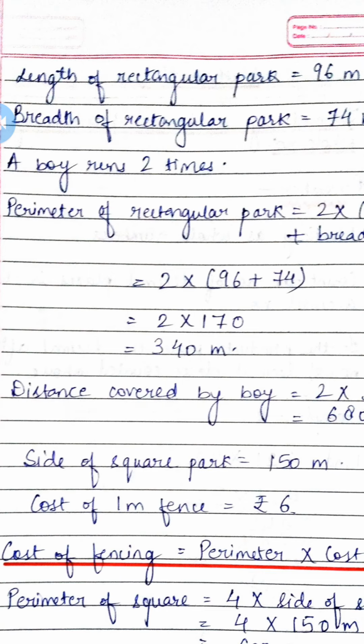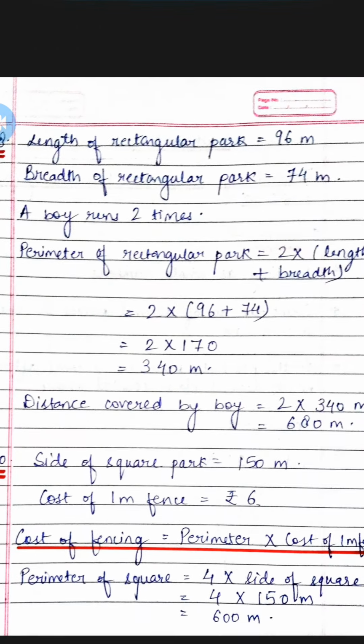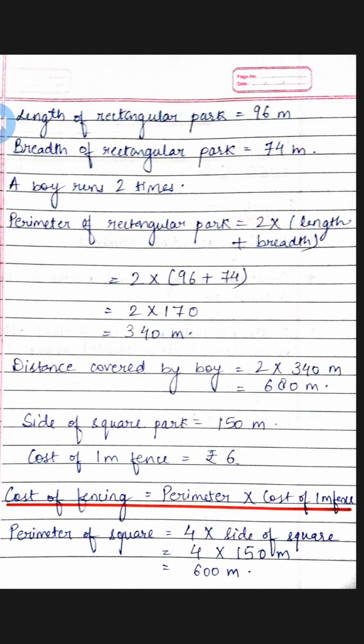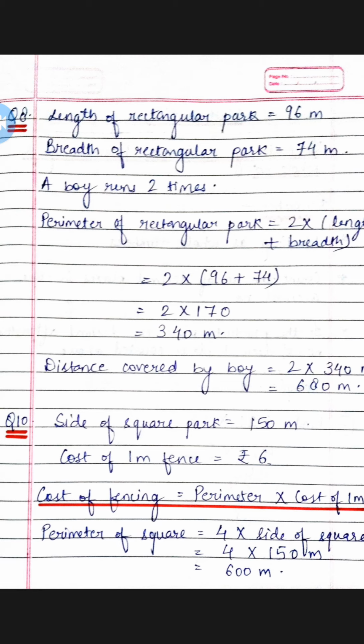But the boy runs how many times? 2 times. So to find the distance covered by the boy, what will you do? You will multiply it by 2. Why? Because the boy is running 2 times. So multiply the perimeter, whatever has come, 340 meter, by 2. So the answer will come 680 meter, the distance covered by the boy.